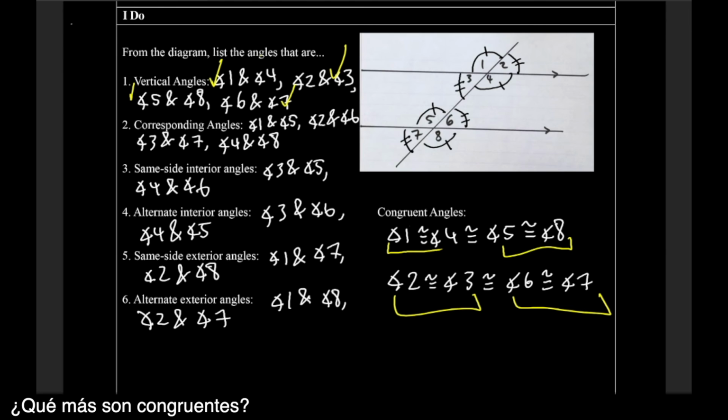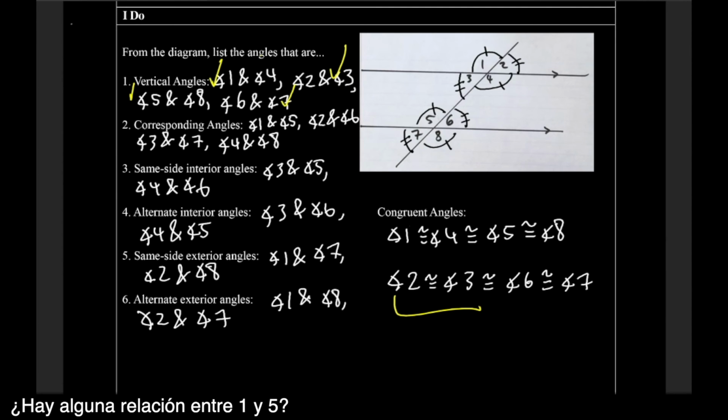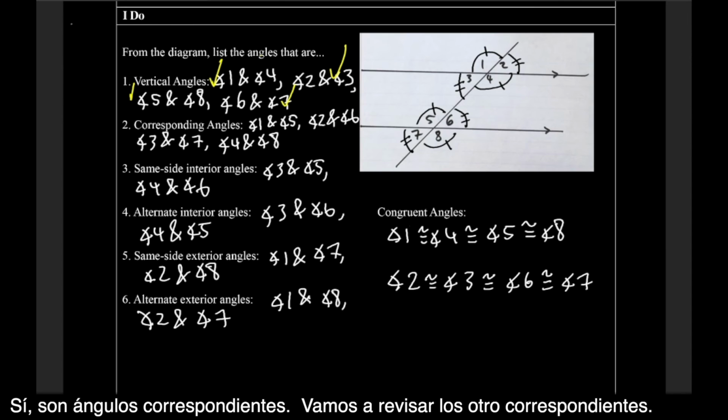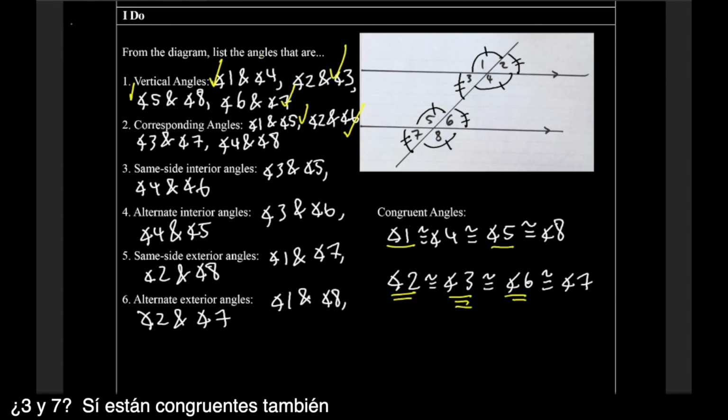Well, what else is congruent? Let's say 1 is also congruent to 5, it looks like. Is there any sort of relationship between 1 and 5? If we look over to the left, we see 1 and 5, they're corresponding angles. So let's check the other corresponding angles. We have 1 and 5, that checks off. How about 2 and 6? Yep. That checks. 3 and 7, yep. 4 and 8, yes. They are also congruent.